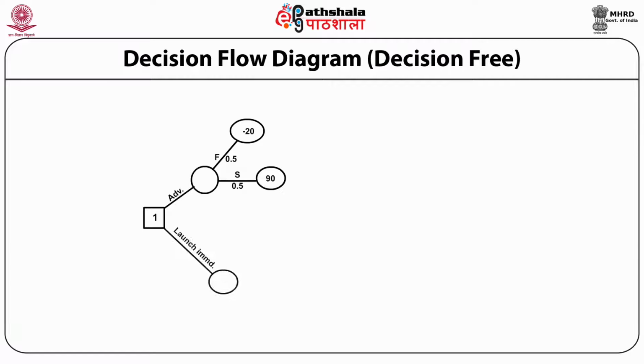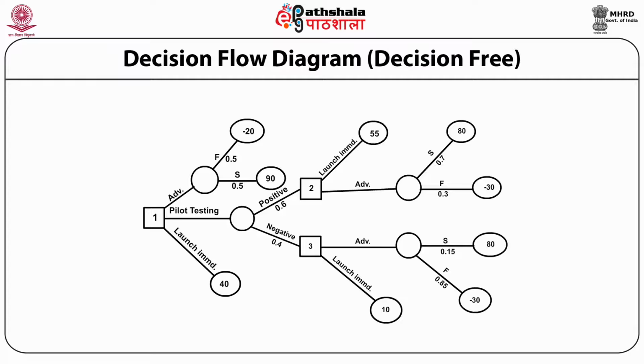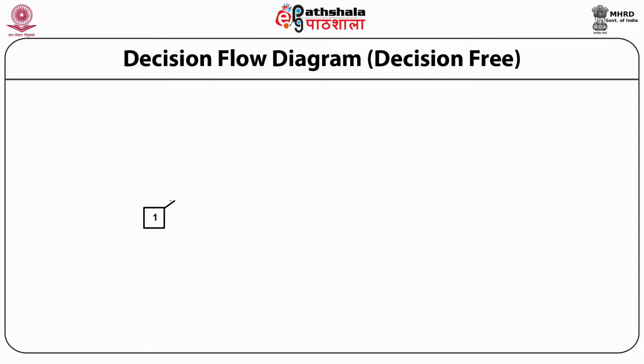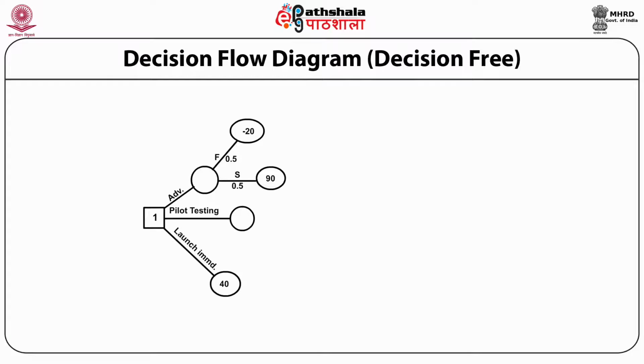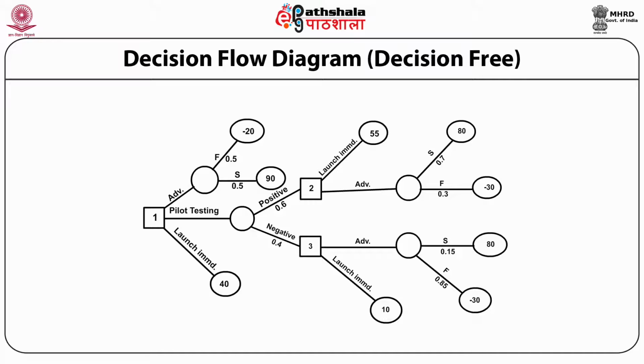Then we need to begin the tree with a decision node representing the first decision. After that, we select a representative number of possible choices for the decision node. Here I must tell you that a decision node is always represented by a box. For each choice, draw a chance node representing the first uncertain event that follows the initial decision.